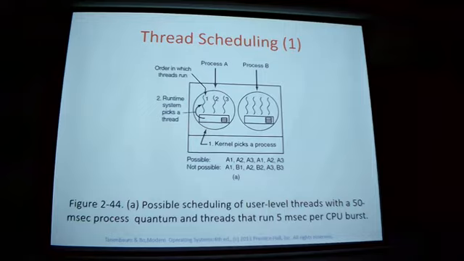So let's return to this figure. If we just run in user mode, it means that the kernel can only pick a process. The kernel can't pick a thread. Is there any problem? The kernel just picks a process; it doesn't know any thread. For example, the kernel picks process A. The kernel only knows the process. It just sees processes.